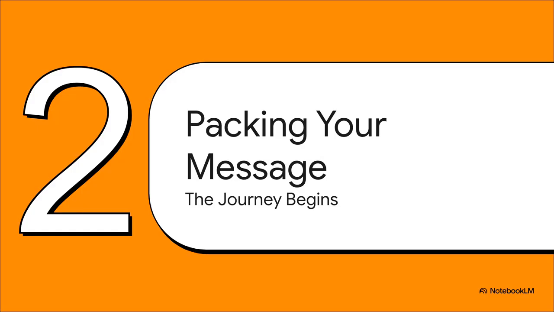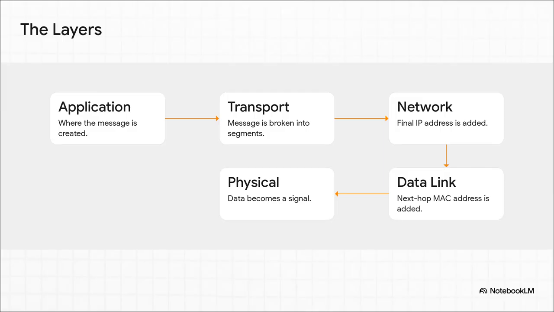Okay, so how do these rules actually work? Well, the best way to get it is to follow a single message on its journey. Imagine you're carefully packing something valuable for a long trip, and every step of the way you're adding another layer of packaging and another set of instructions. So our message is going to travel down this stack of 5 different layers. It starts right at the top, gets passed down, and each layer adds its own special wrapper.